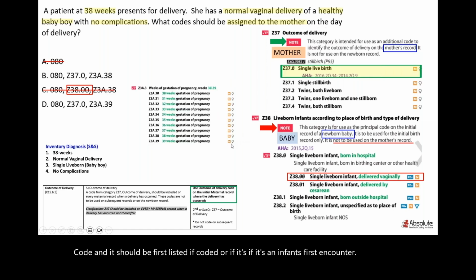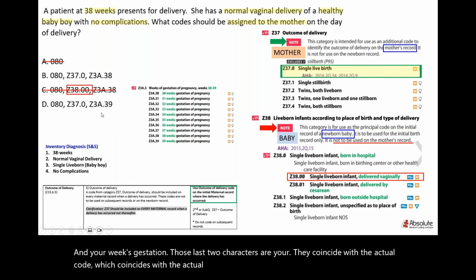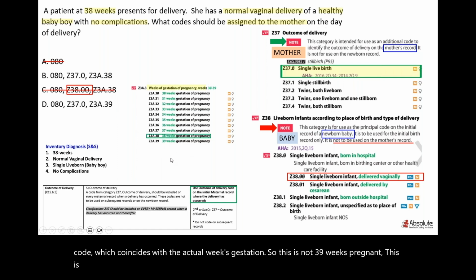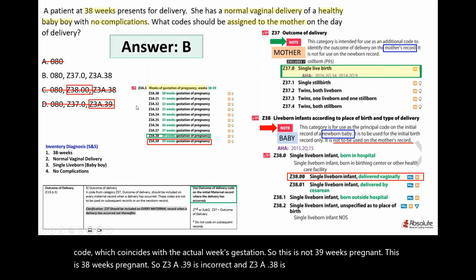And your week's gestation, those last two characters coincide with the actual weeks gestation. So this is not 39 weeks pregnant. This is 38 weeks pregnant. So Z3A.39 is incorrect, and Z3A.38 is correct. So the answer is B.